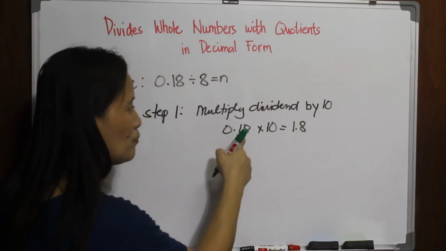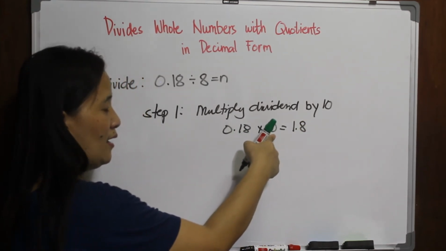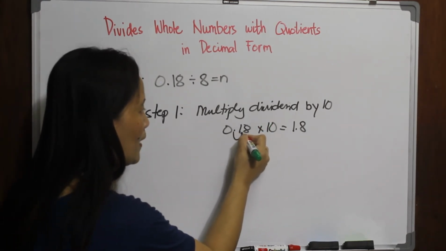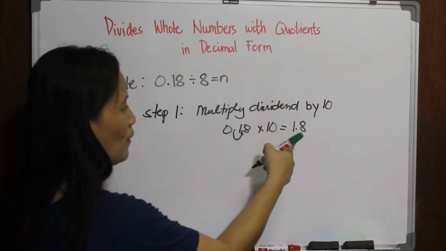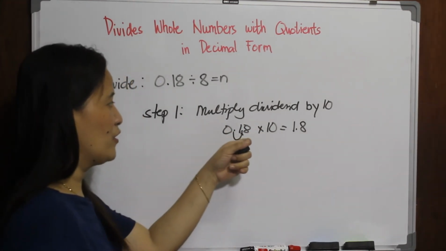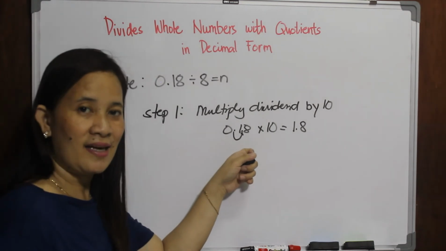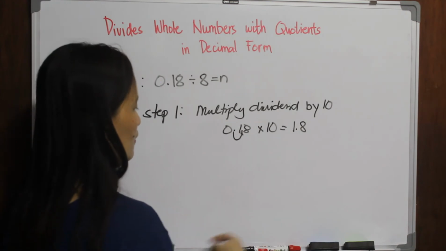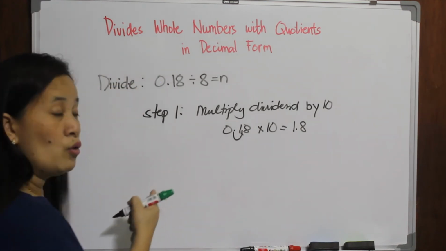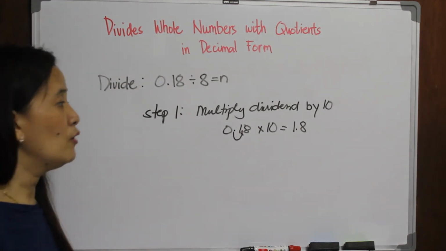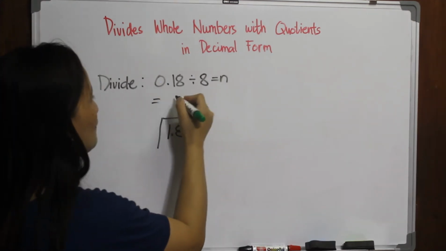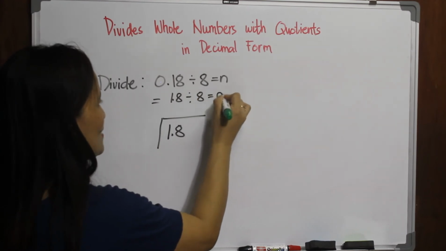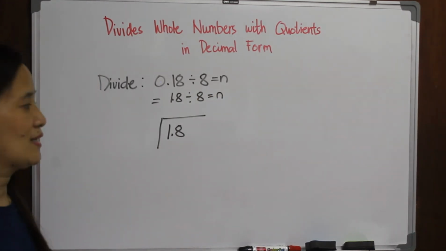So, pwede nyo yan i-move lang kung ilan ang ating, since tenths lang yan, you have to move 1 to the right. So, magiging 1 and 8 tenths yan. Or, pag multiply nyo yan, 1800 times 10, that is 1 and 8 tenths. Okay. Then, step 2. So, you're now going to divide. So, divide ito naging 1 and 8 tenths divided by 8 tenths na yan equals n. Kasi na-multiply na natin sa 10.